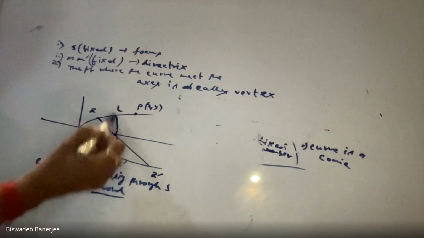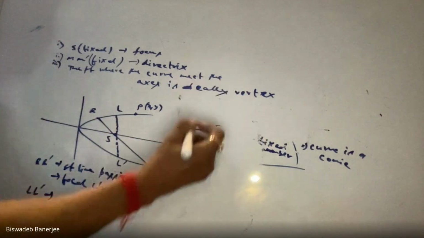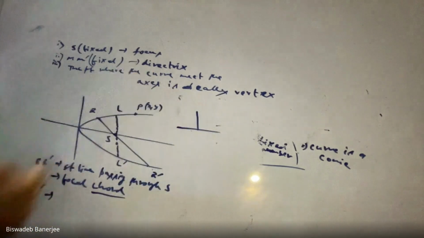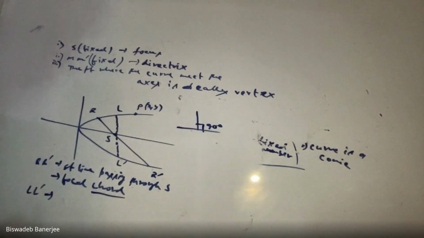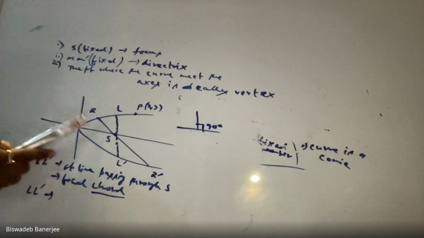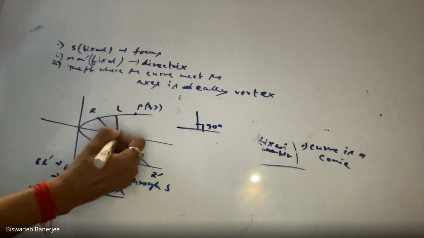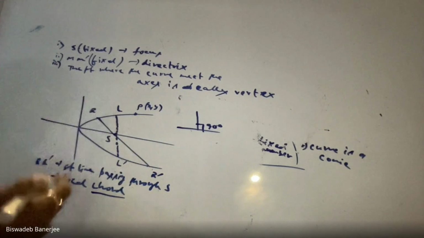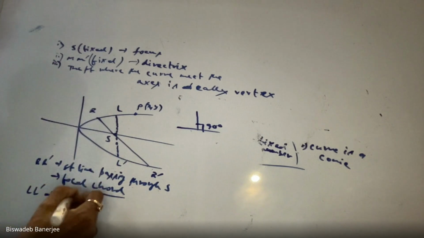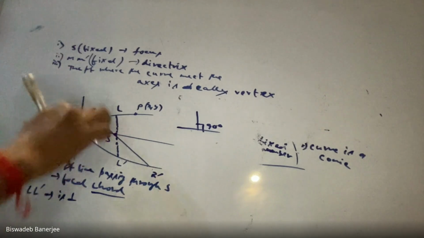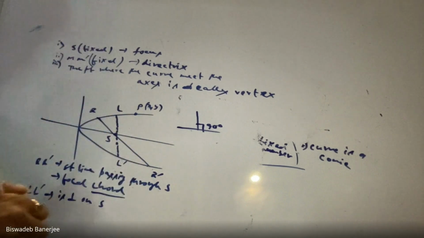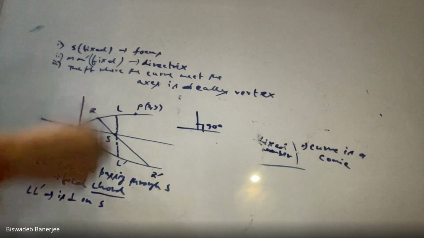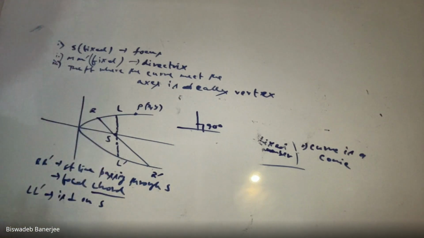See that it is perpendicular. We know the meaning of perpendicular: if there is a straight line, this line is said to be perpendicular when the angle is 90 degrees. We know the concept of perpendicular straight lines, right? See clearly, this angle is 90 degrees. So LL dash is perpendicular at S. What is my S? My S is the focus.